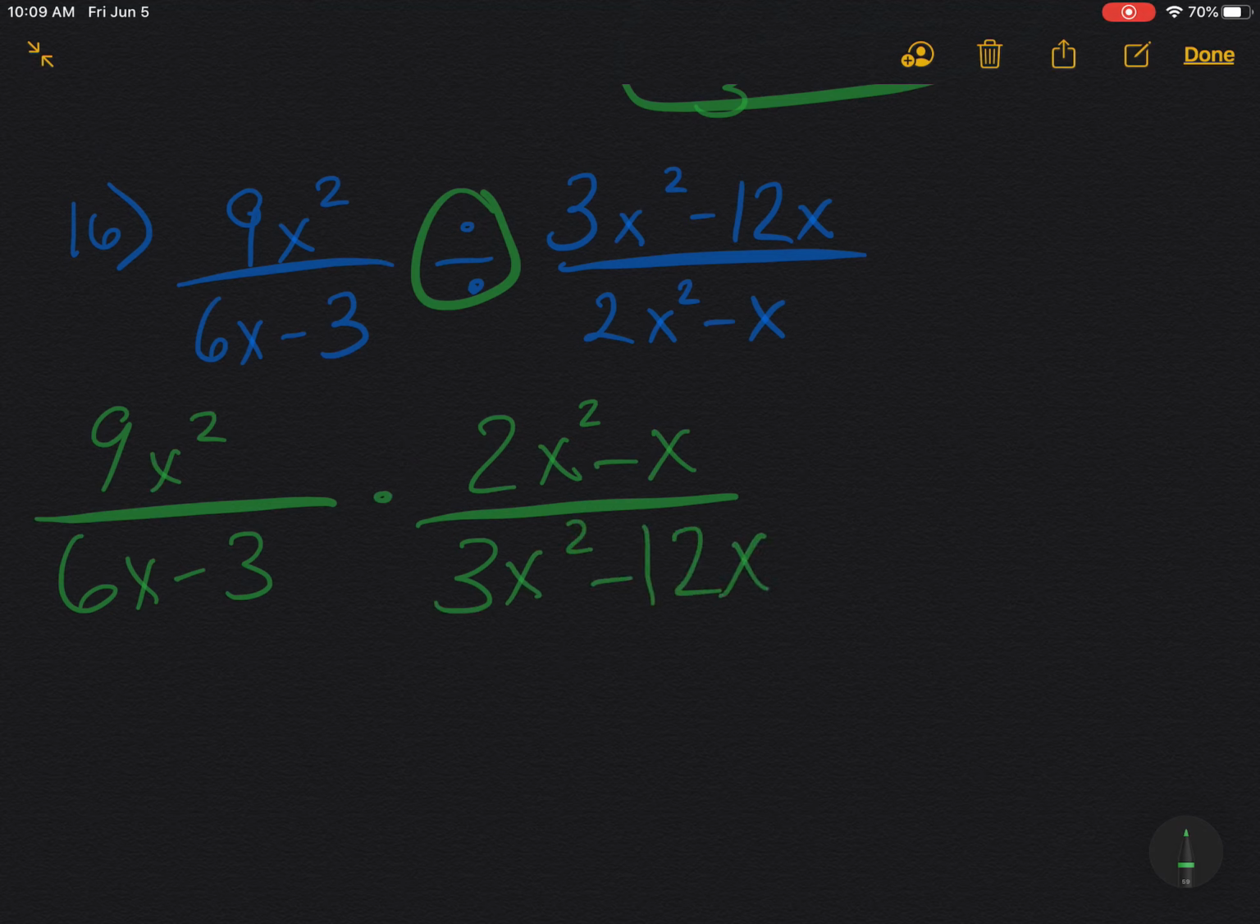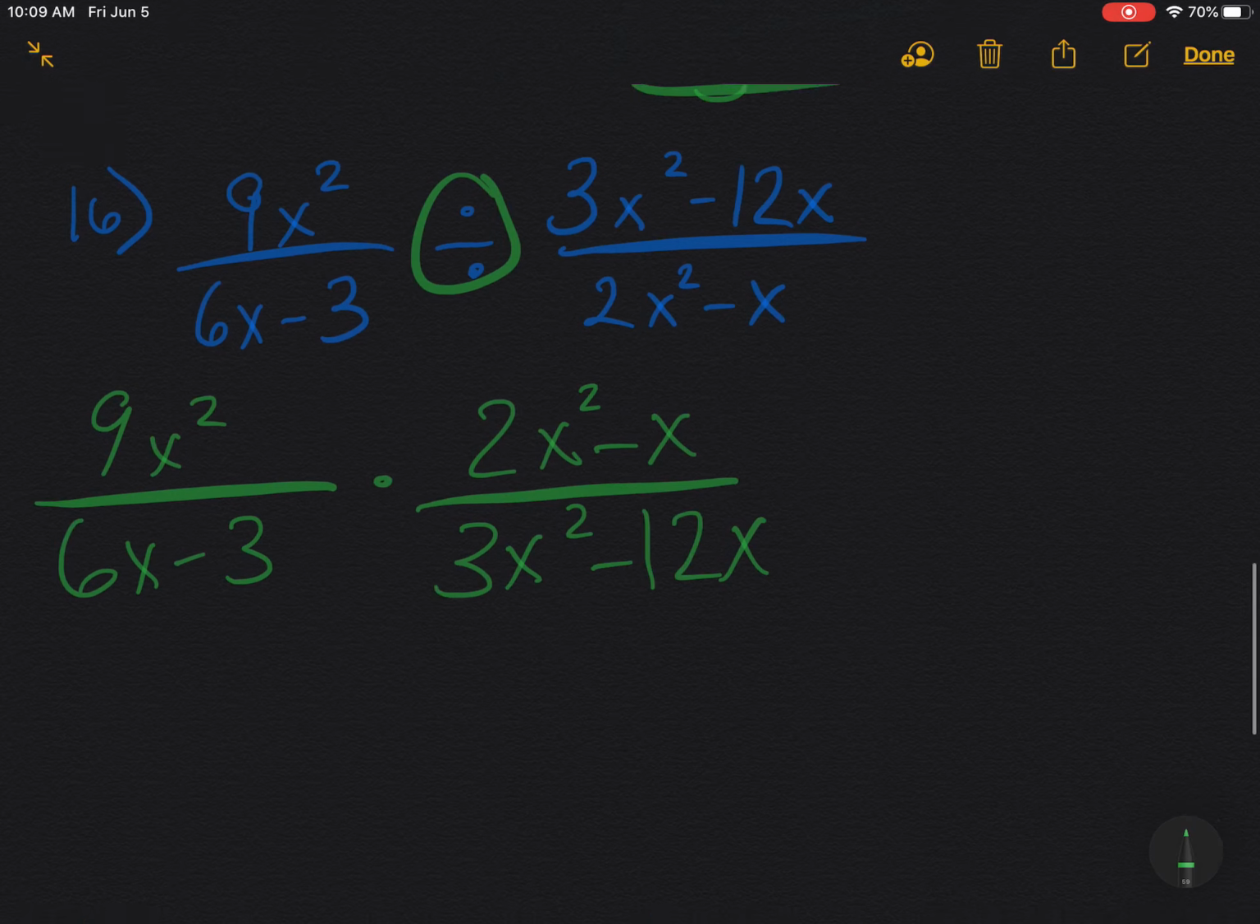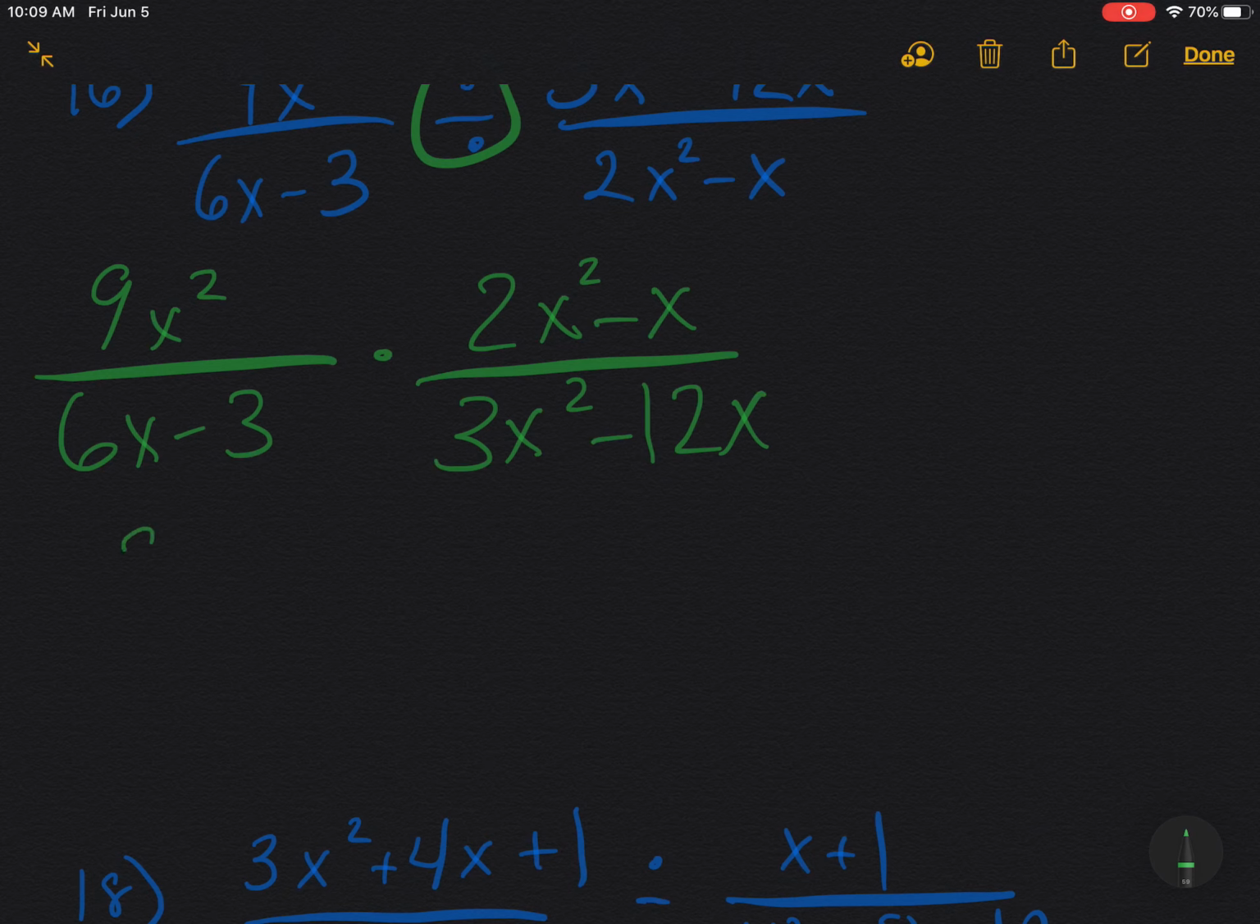Now I see subtraction, I see addition. Oh, actually I don't see addition, just subtraction. So I'm going to go ahead and factor. 9x squared, however, is going to stay the same. So I'm going to just bring that down to the next line.